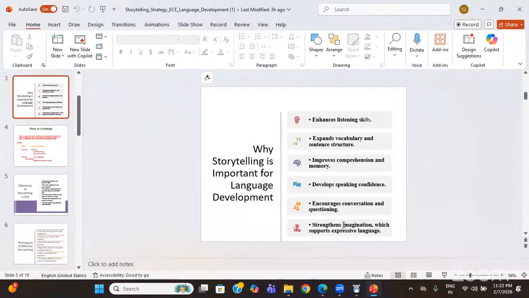It also strengthens imagination, which supports expressive language. So, how does it strengthen imagination? When you go on telling, as a teacher, you go on telling a story, where is the opportunity for the child to strengthen his imagination? Yes, for this, you should give the opportunity for the child to express himself in his own way.